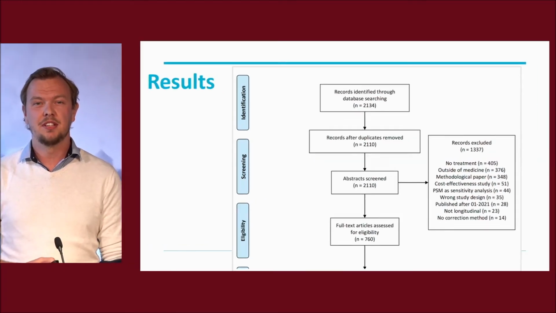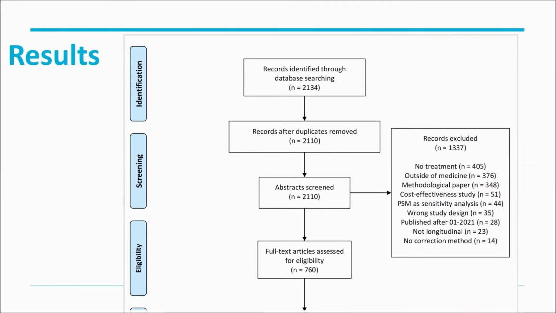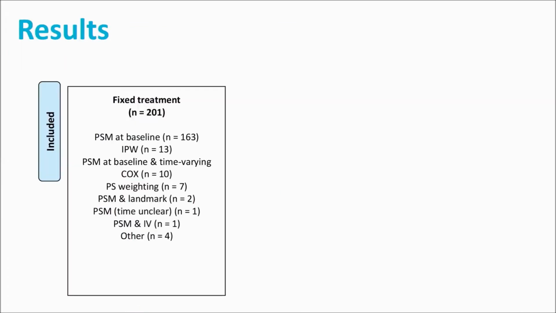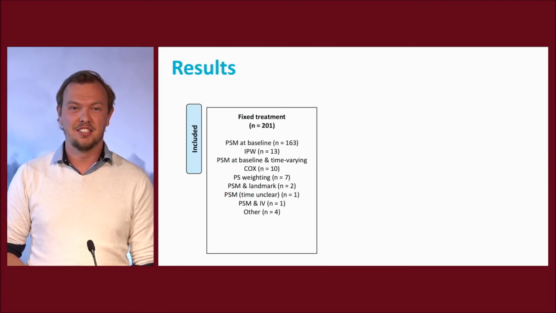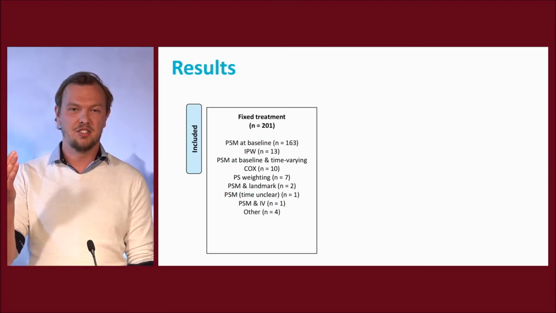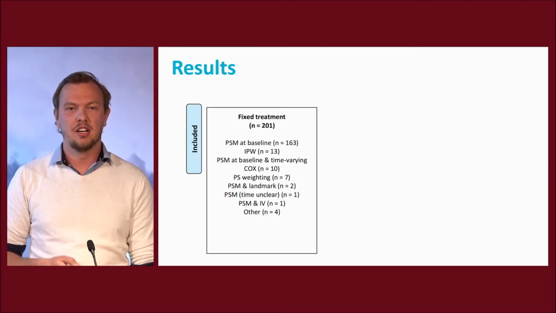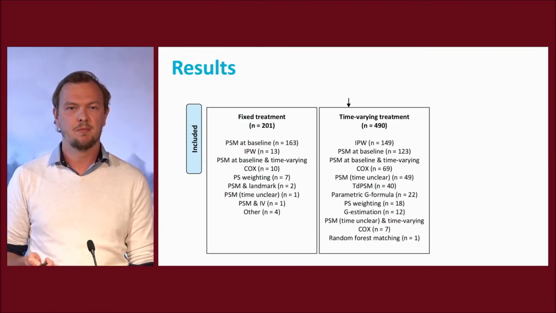So, on to the results. We started our systematic review with over 2,000 papers that we've identified, and after our exclusion criteria, only 760 remained. And we've categorized them according to the moment of treatment. So for the first, the fixed treatment, we've detected 201 papers. And the most common method to correct for this type of bias is propensity score matching at baseline with 163 papers. And as you can see, there are a lot of other studies, but they are lower.